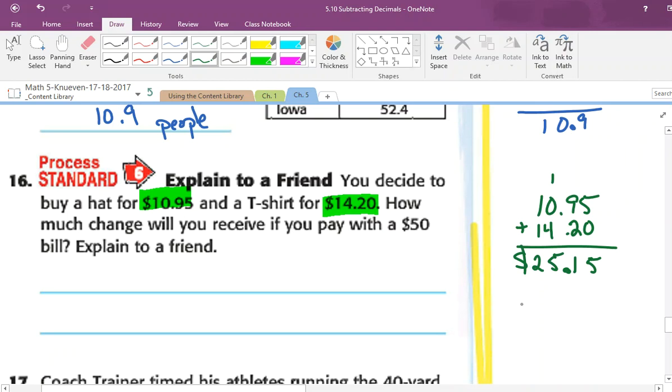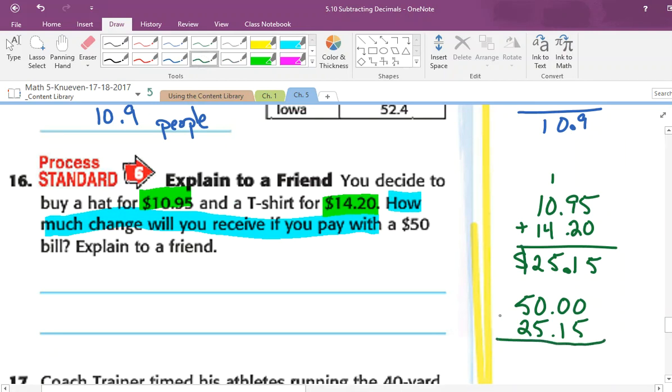But we pay with a $50 bill. So I'm going to take 50, annexing some zeros. I'm going to subtract 25.15 because I want to know, the question says, how much change will I receive? Not how much is it going to cost, but how much change will I receive? So I need to find out, if I pay with the 50, what am I going to get back?